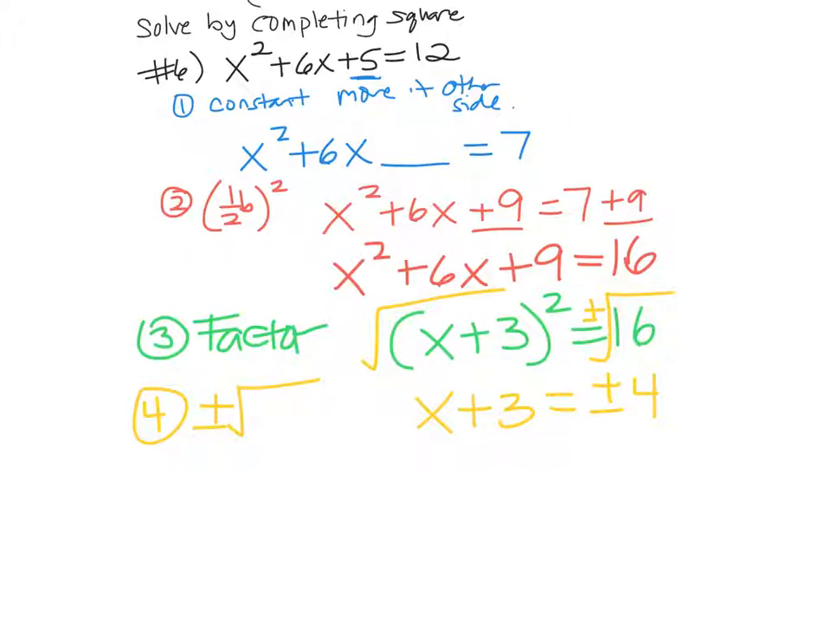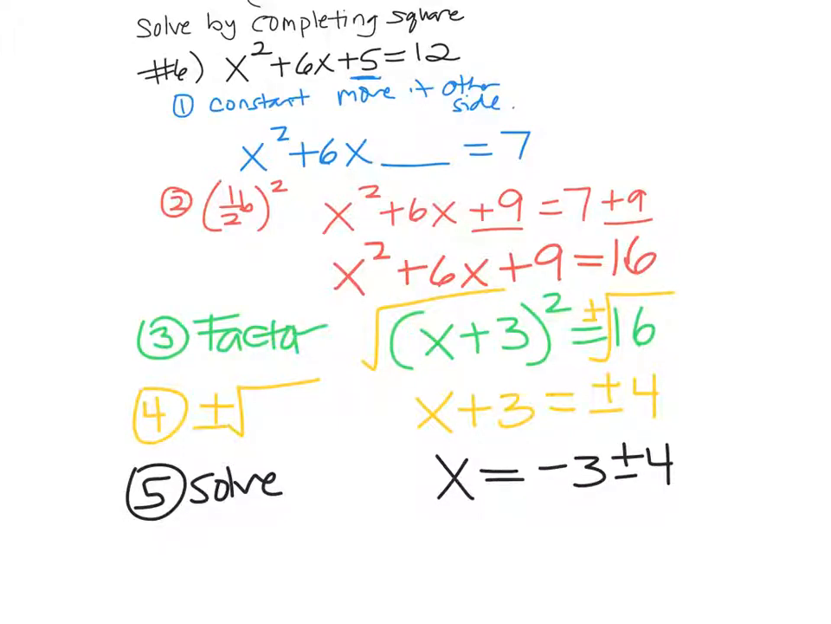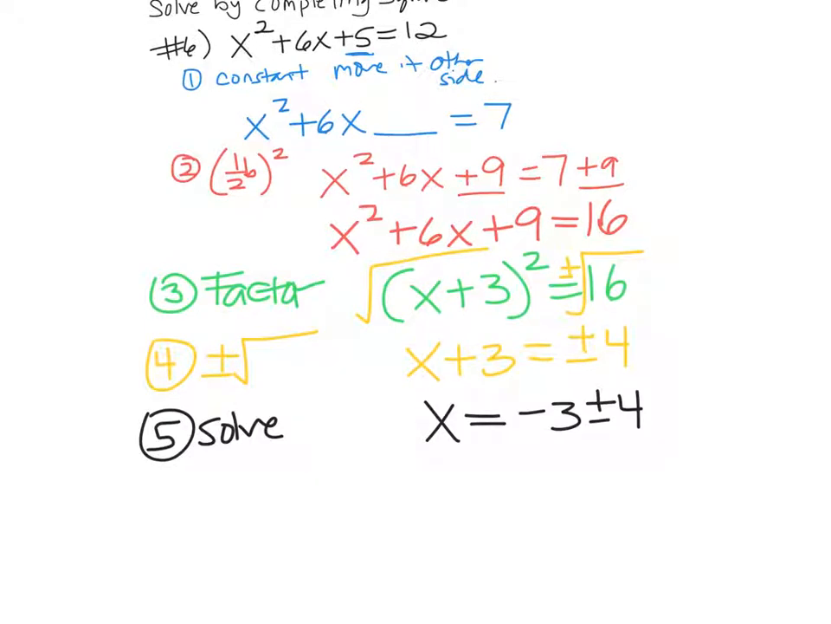And finally, step number 5 is to solve for x. We subtract 3 from both sides, and I get negative 3 plus or minus 4, which is negative 3 plus 4 is 1, and negative 3 minus 4 is negative 7. Those are your 2 answers.